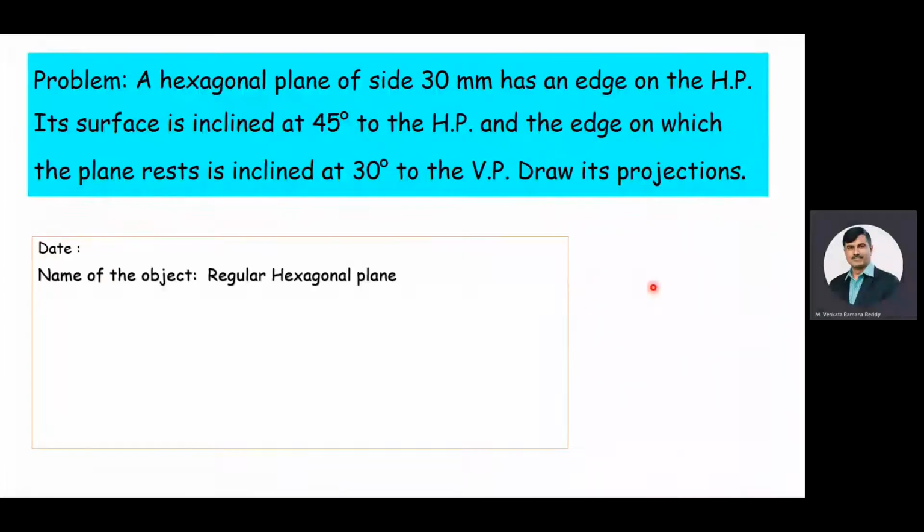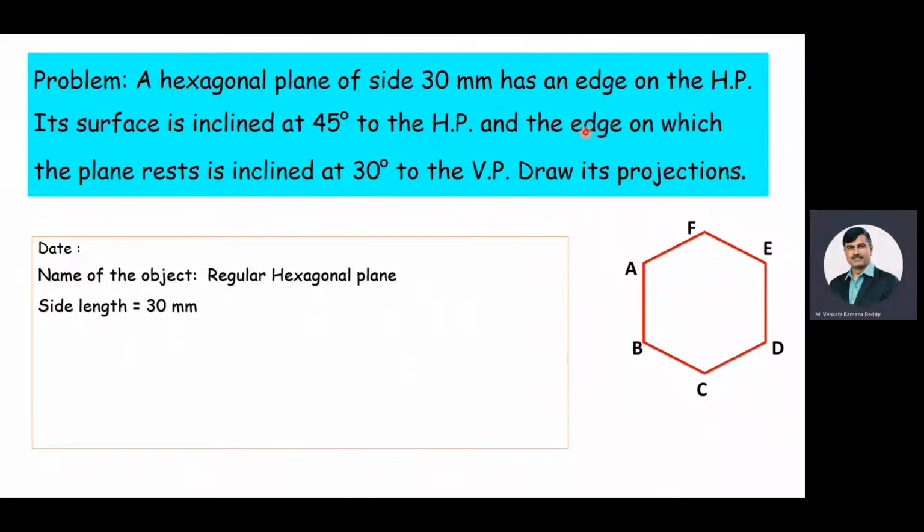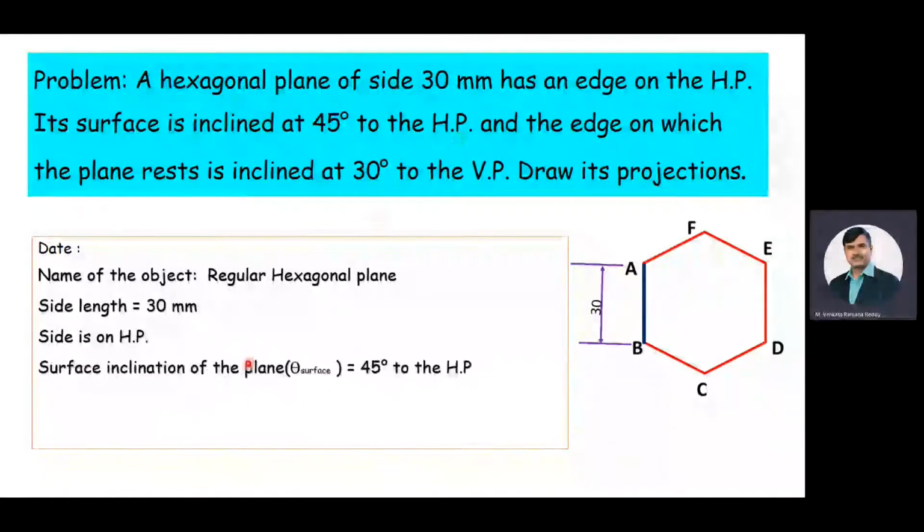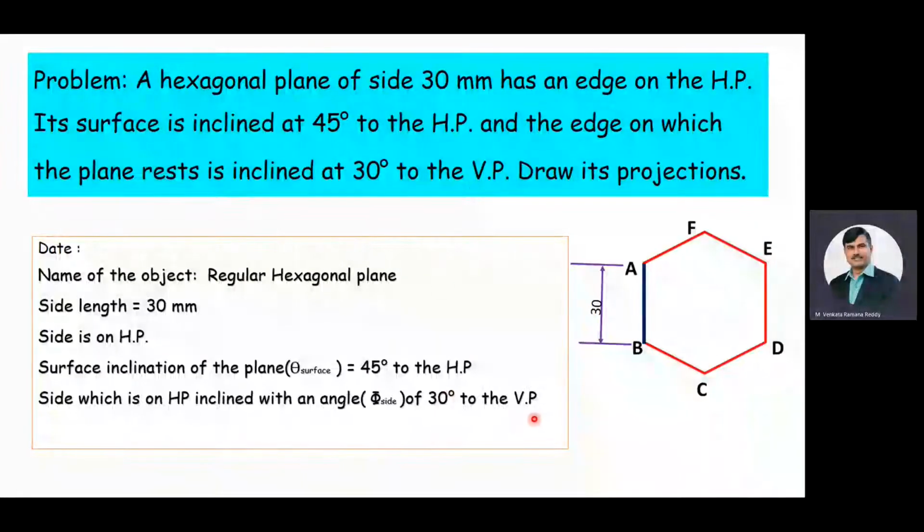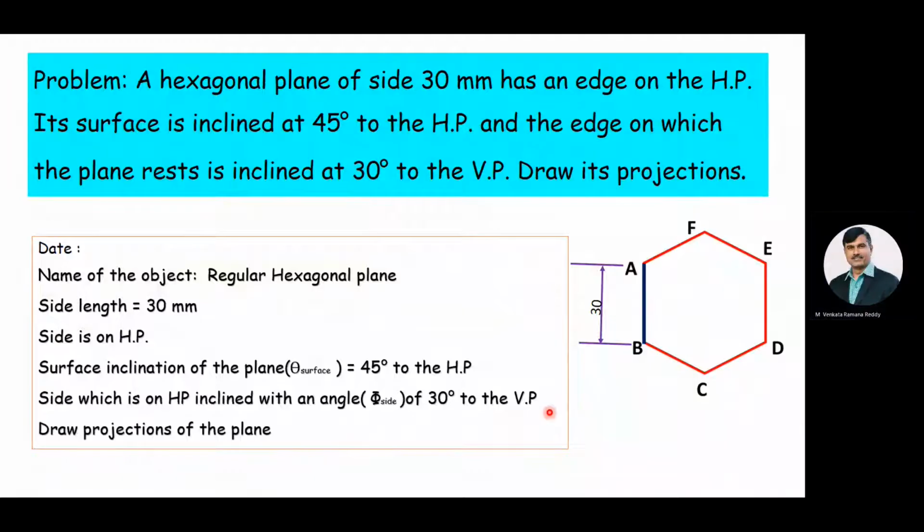Here, the name of the object is regular hexagon. Here the length of the side of the hexagonal plane is 30 mm and one of its sides is on HP and its surface is inclined with an angle of 45 degrees to the HP. That is, surface inclination is 45 degrees to the HP. The side which is on HP is inclined with an angle of 30 degrees to the VP.